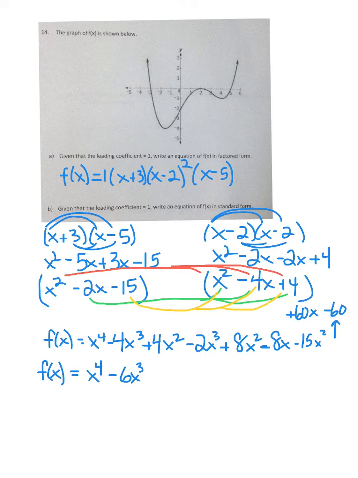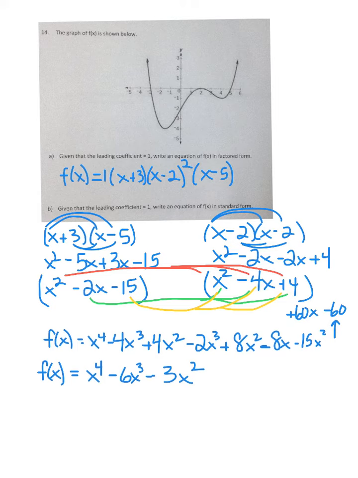All right, so now let's look at the x squareds. I see a positive 4x squared and a positive 8x squared. So that gives me 12x squared, right? But there's a negative 15x squared here. So, I'm going to repeat again, 4 plus 8 is 12, minus 15 is negative 3, right? So negative 3x squared.